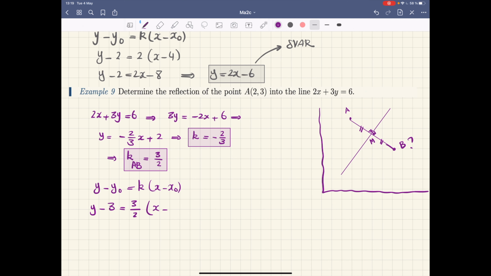What is x node? X is 2. And let us simplify that. So it becomes y minus 3 is equal to 3 over 2 times x minus 2. 3 over 2 times 2 is 3. And then it's very simple now. This minus 3 and that minus 3 are cancelled.